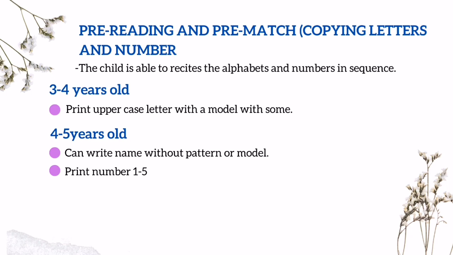Pre-reading and pre-math, or copying letters and numbers. The child is able to recite the alphabet and numbers in sequence. From 3 years old to 4 years old, prints uppercase letters with a model with some help. 4 to 5 years old can write name without a pattern or a model, can print numbers 1 to 5.